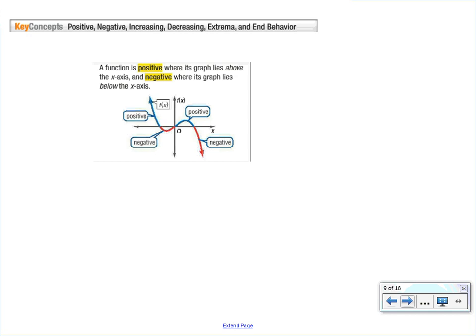A function is positive where its graph lies above the x-axis. So if you look at this part right here of that graph, it lies above the x-axis, and right here lies above the x-axis too. So that is where it is positive. It's negative when it lies below the x-axis. So right here is negative, and right here is negative. Okay? So that's the positive and negative that you're going to be looking at and interpreting.